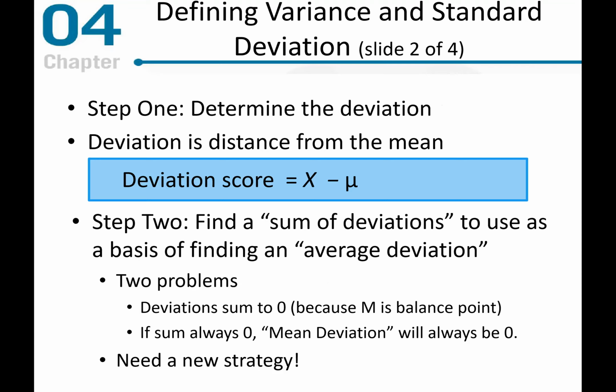We're going to take the mean and subtract it from each score. So 1 minus 6 gives us -5. 9 minus 6 gives us 3. 5 minus 6 gives us -1. 8 minus 6 gives us 2. And 7 minus 6 gives us 1.